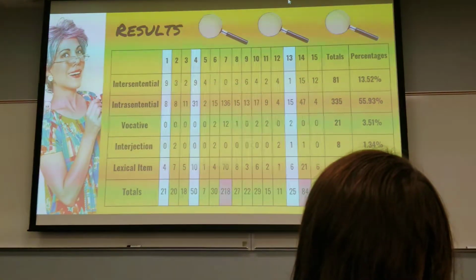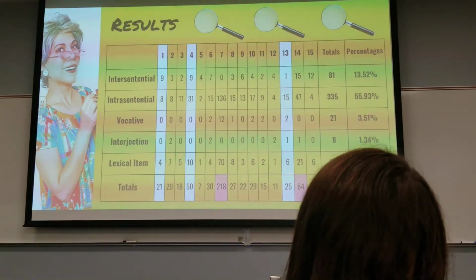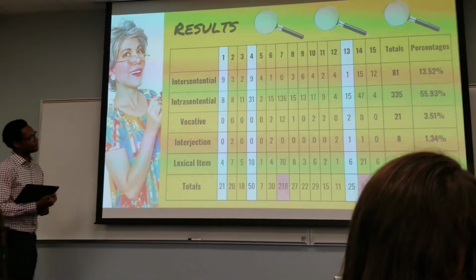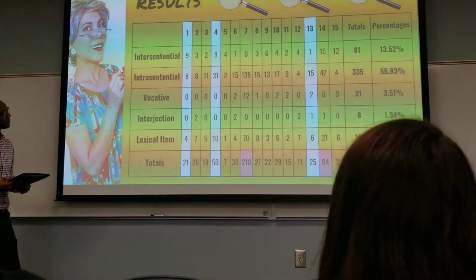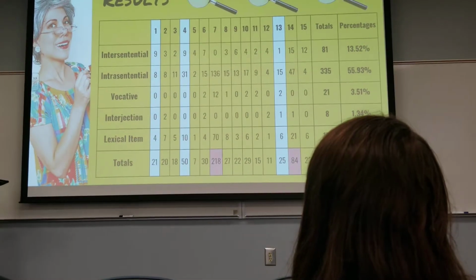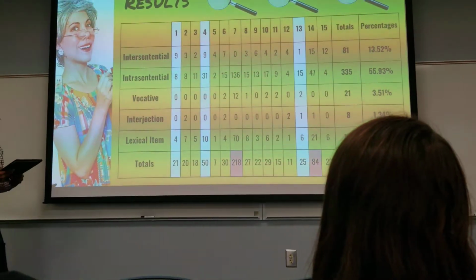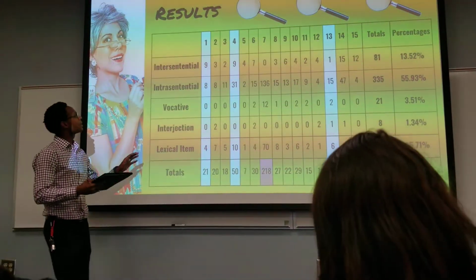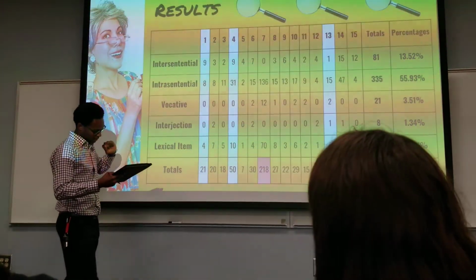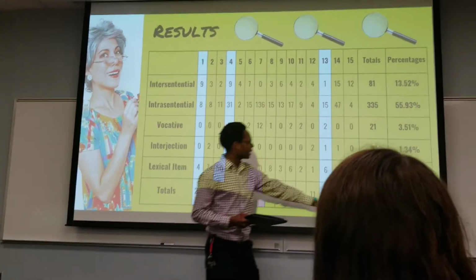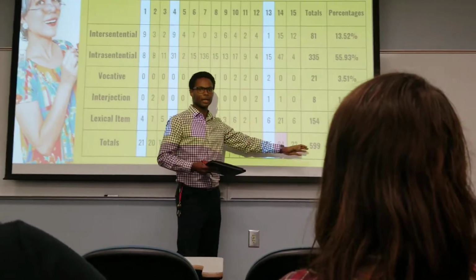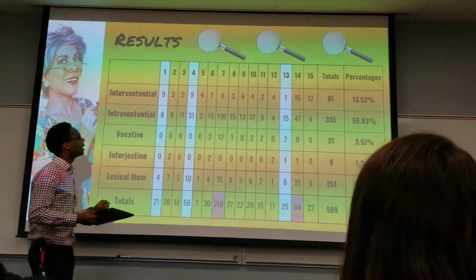Okay, so basically, what I found from these 15 videos that I watched, and you saw 3 of the 15, so you saw a good portion of it. Okay, so here we go. So what I found, where is it? There are 599 cases total of code switching that I observed in all 15 of these videos.